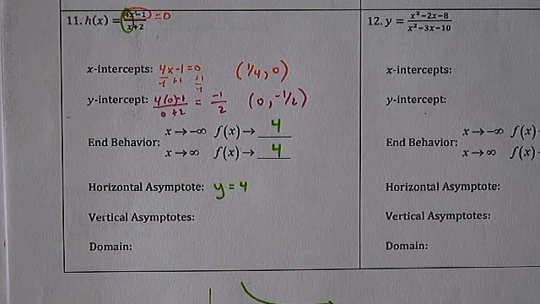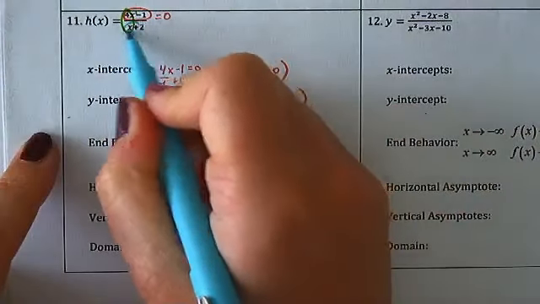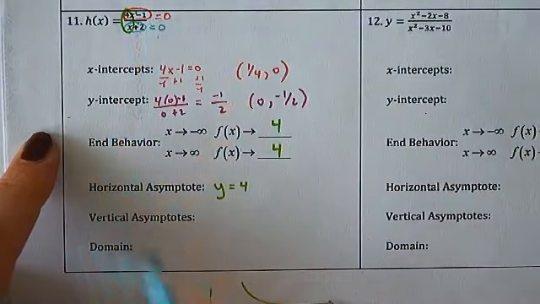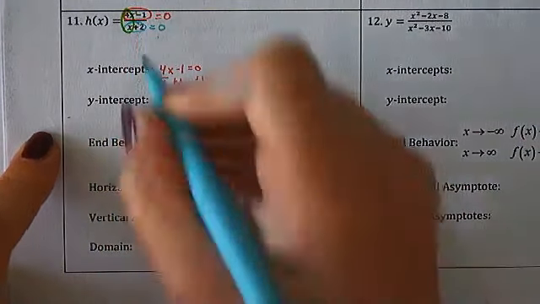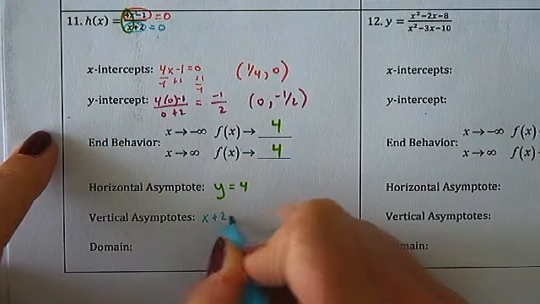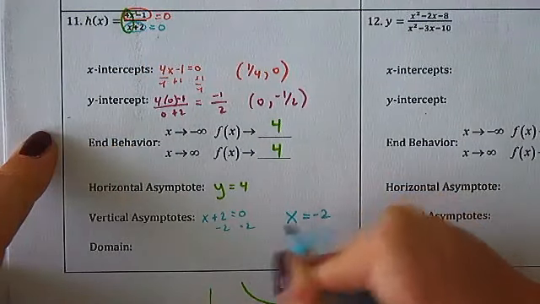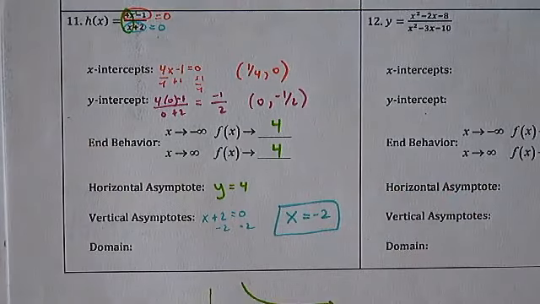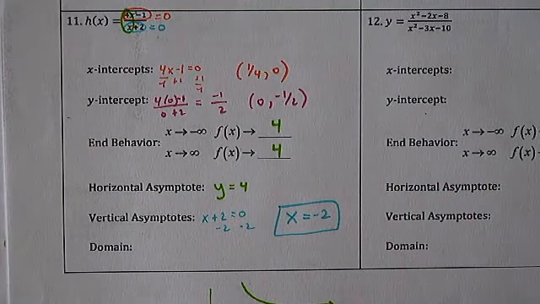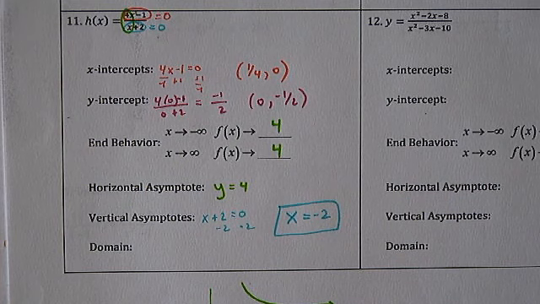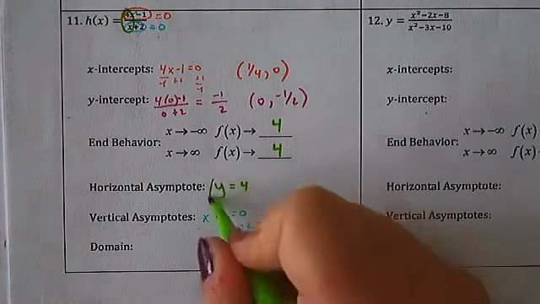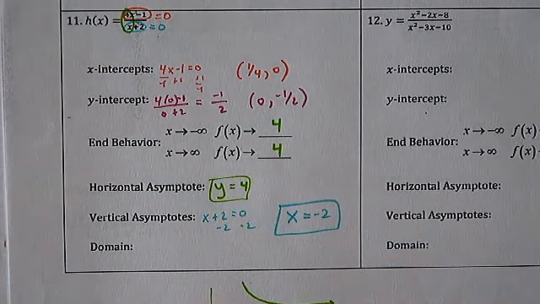Vertical asymptotes, that's what we did in 4.3. That's when you set the denominator equal to 0, and you do write it as an equation as well. So this would be x plus 2 equals 0, subtract 2 from both sides. So this is x equals -2, my horizontal asymptote, sorry, vertical asymptote. I don't know why I boxed that one and not this one.